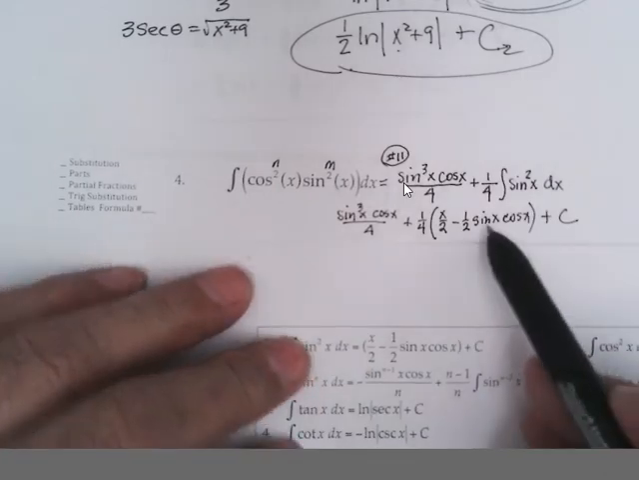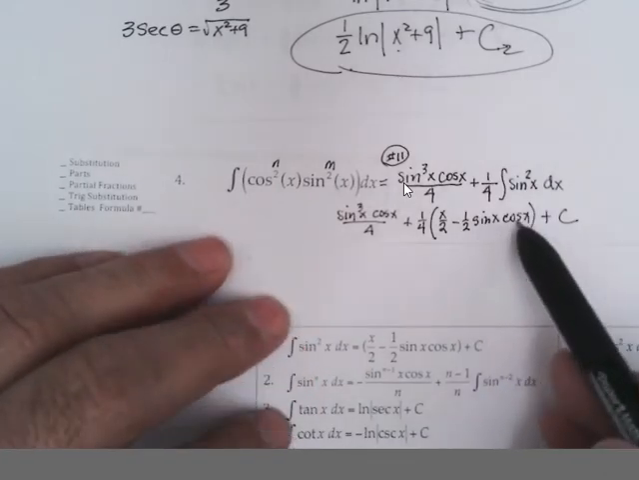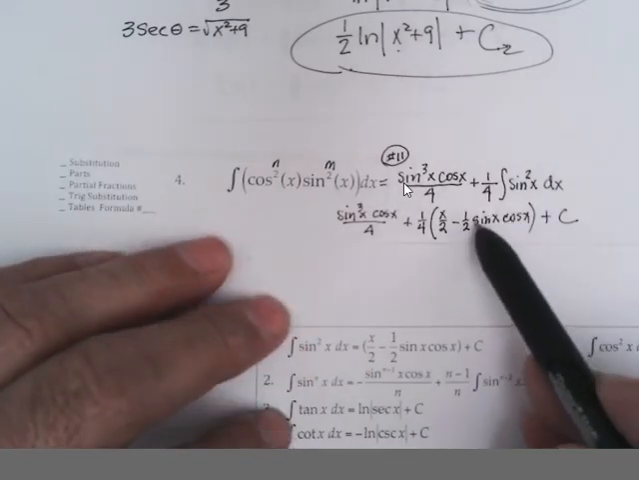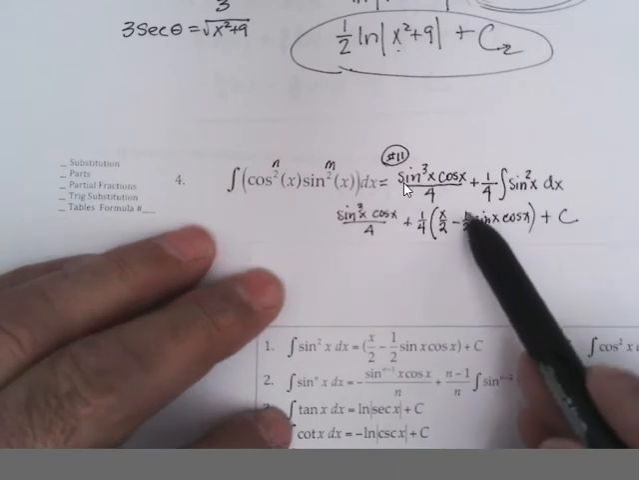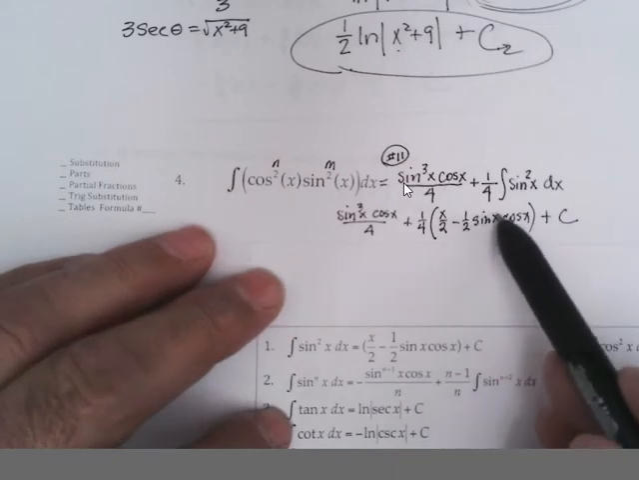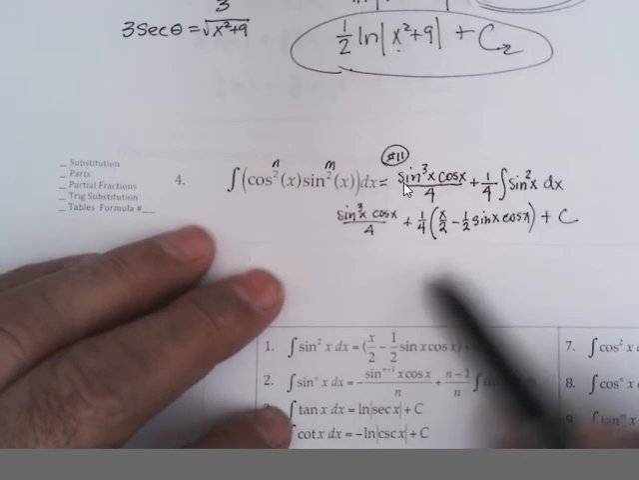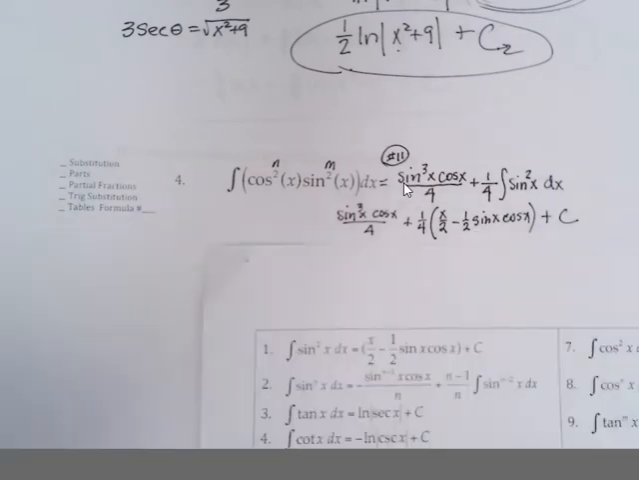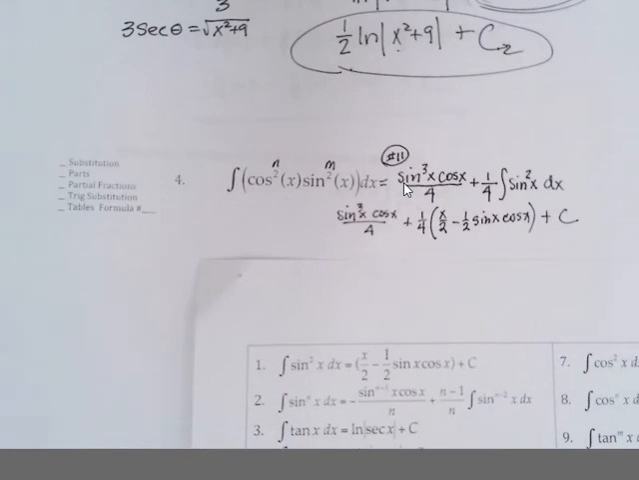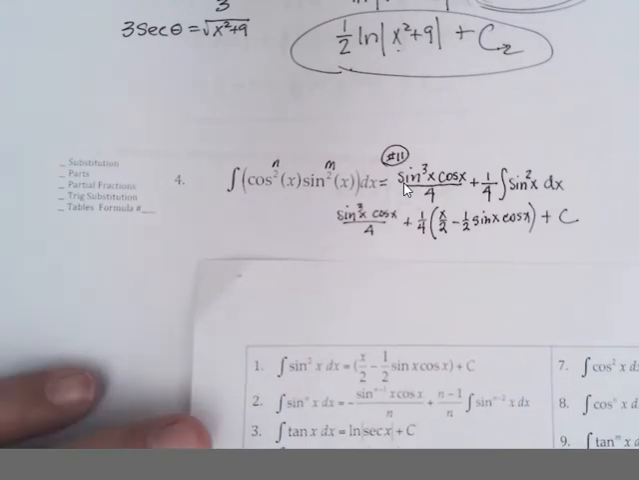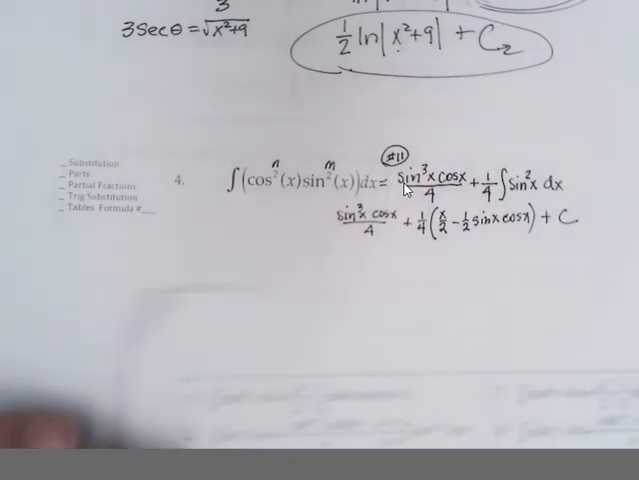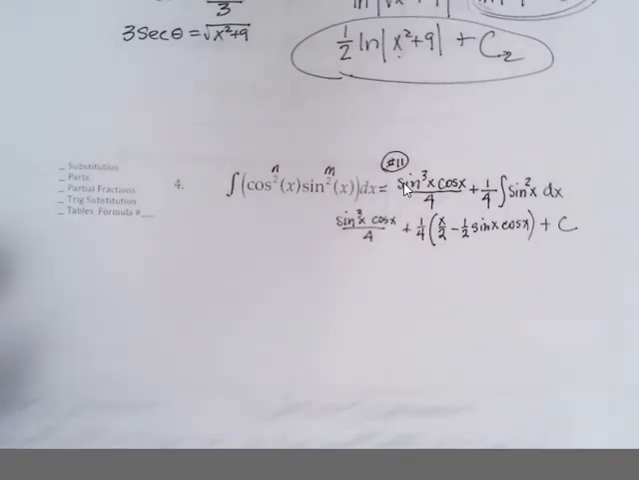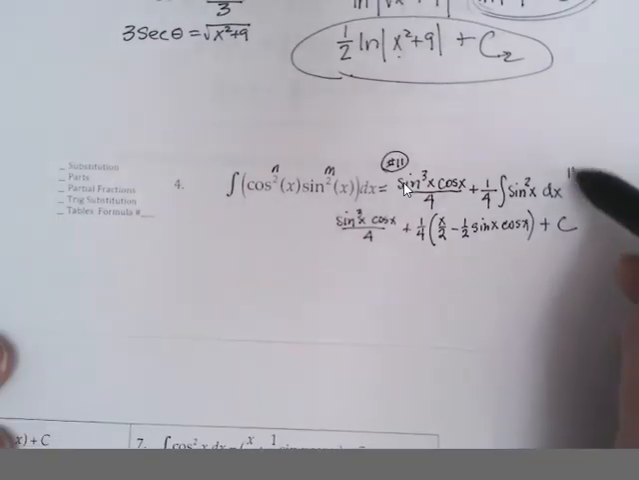Now, if you happen to remember that 2 sine x cosine x is the sine of 2x, you could write 1/4 sine of 2x. And you could factor out the 2's or the 4's or whatever and use some other trig identities to get a different answer. Now, that's using 11 and then number 1.